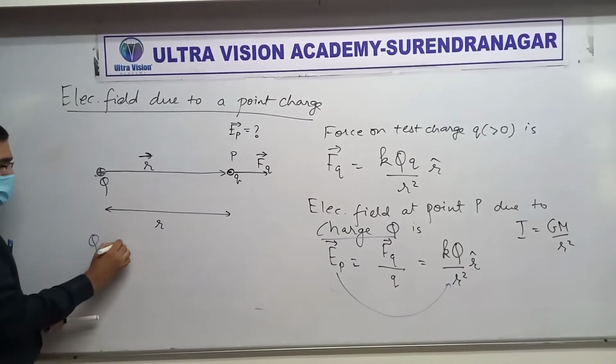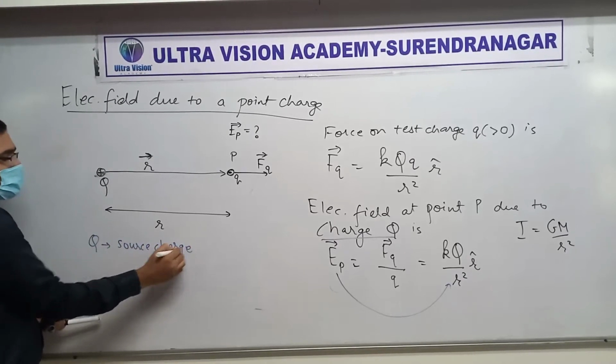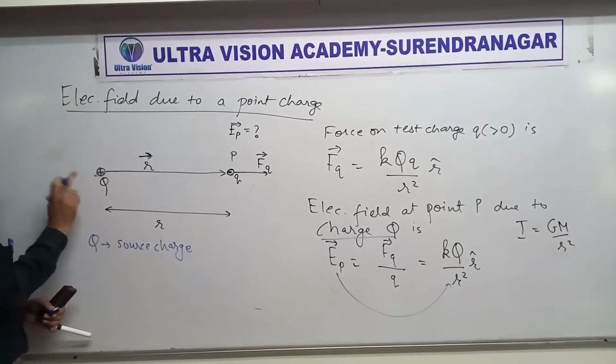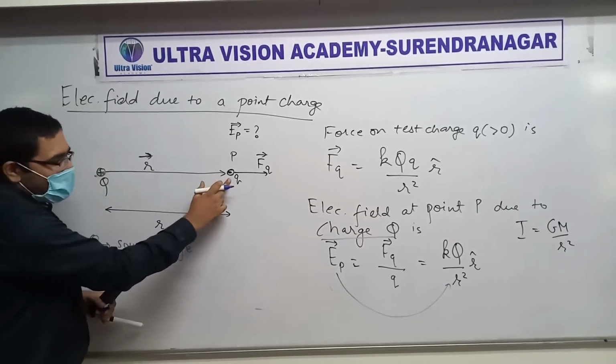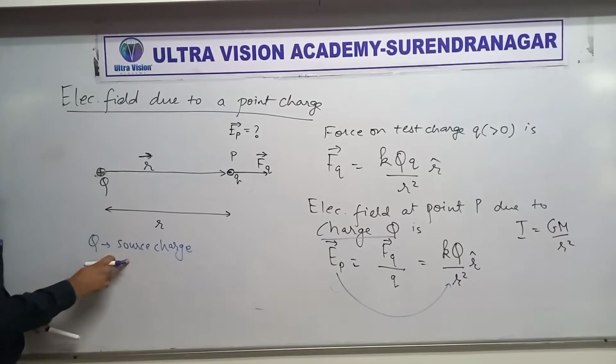Q stands for the source charge. What is the meaning of source charge? Source charge is the charge that creates the electric field. So this charge has created electric field, the agent. Hopefully you remember the agent story. So we are finding how strong is the agent here. So this is the source charge.